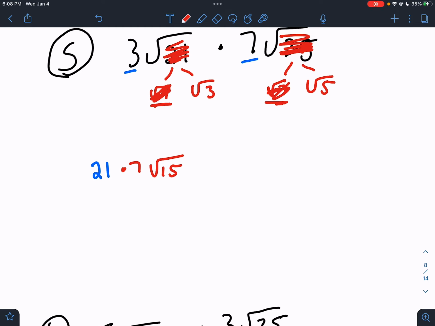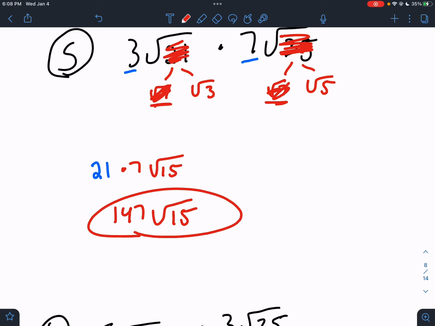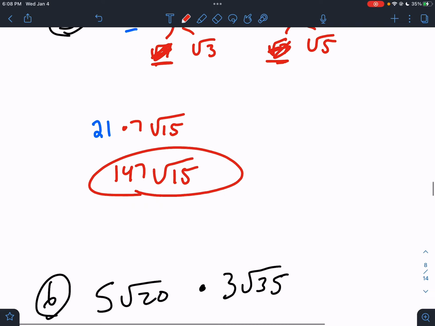We have whole number 21 times whole number 7 would get you 147 times the square root of 15. And that's it. Let's do another one.